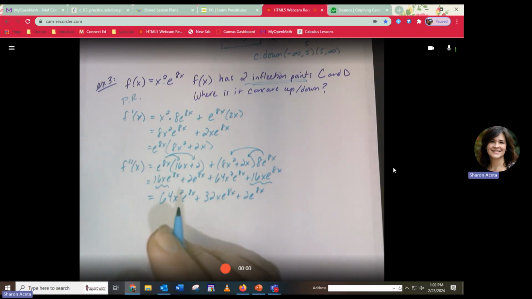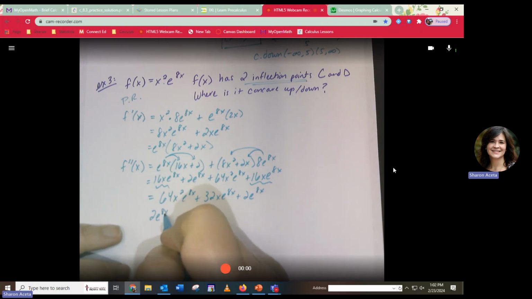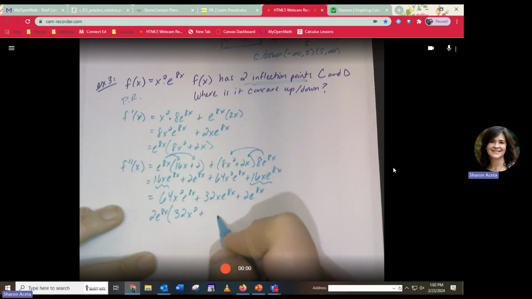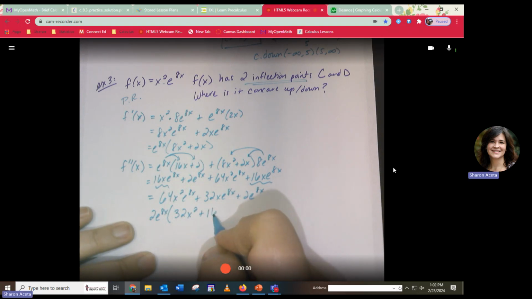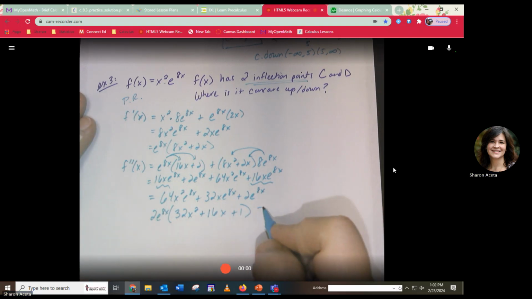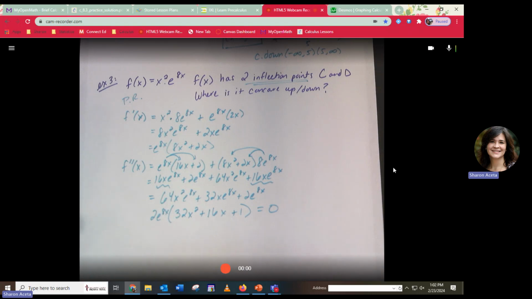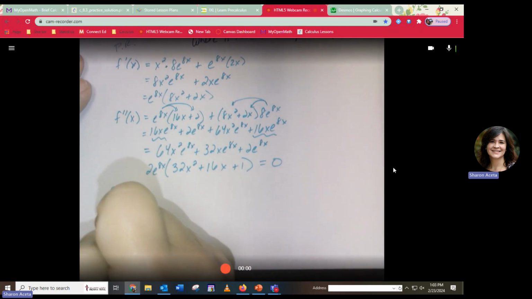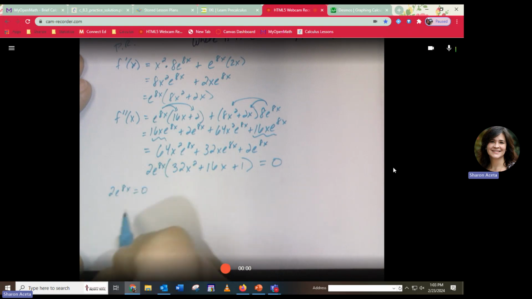And remember, we're solving for 0, so I'm going to factor out a 2e to the 8x. And I'm left with 32x squared plus 16x plus 1. Now, trying to find inflection points, set it equal to 0. So we were going to set 2e to the 8x equal to 0. Divide by 2 would be that.